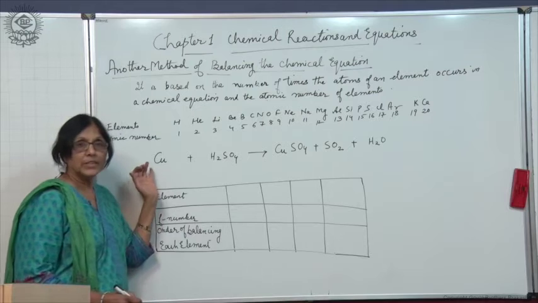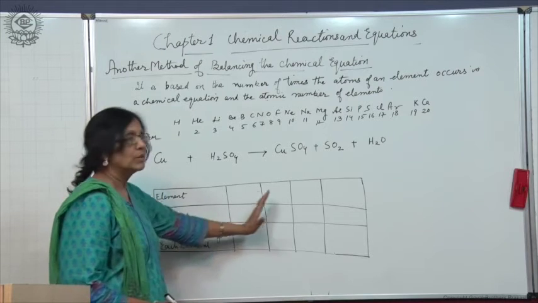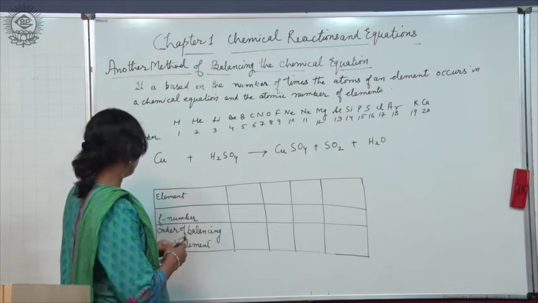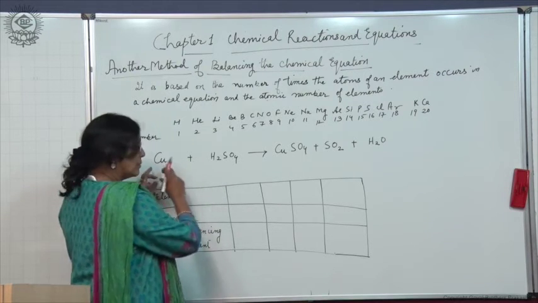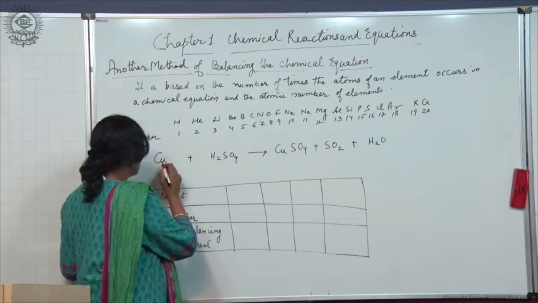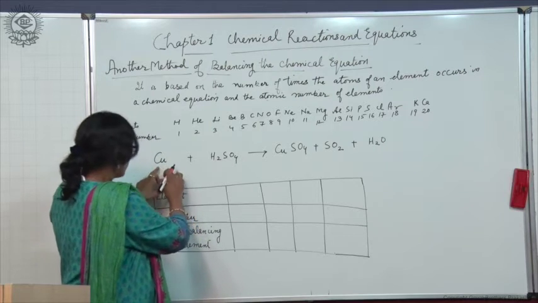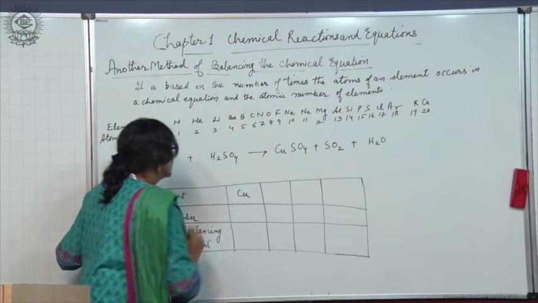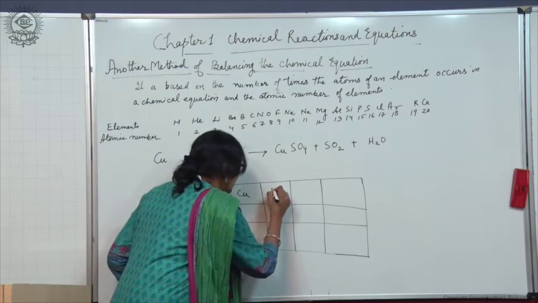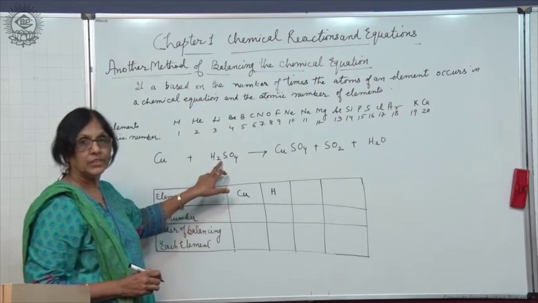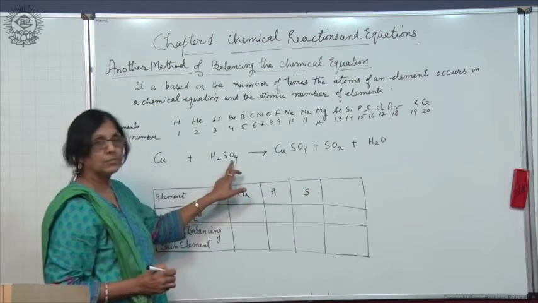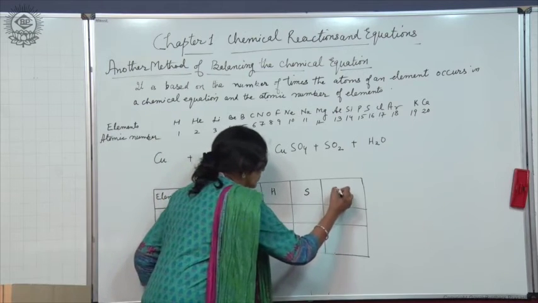So for balancing by this method, first of all we have to list the names of the elements present in the chemical equation. Let us see how many elements are present in this equation and what their names are. Copper is there, so we write copper here. The other element is hydrogen, so we write the symbol here. Then sulfur is present, so we write sulfur here. Oxygen is present, so we write oxygen here.